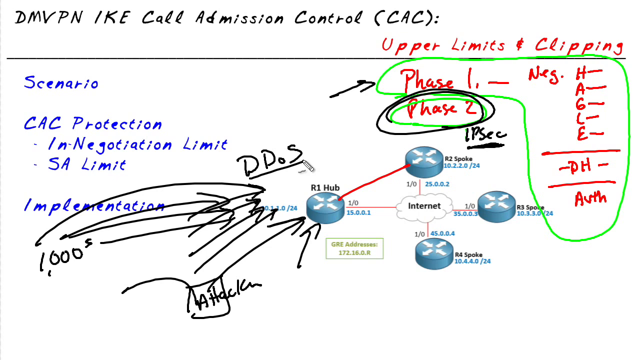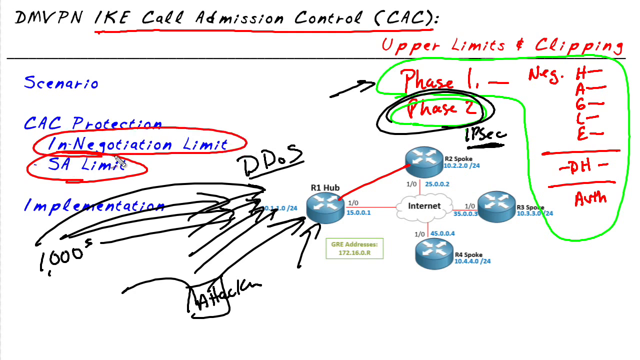Well, one method of mitigating that type of risk is to, A, turn off IPsec altogether on the device. However, if we need IPsec, that's not really a workable solution. Or secondly, we could use a feature called IKE Call Admission Control to place limits on our IKE Phase 1 tunnels. The two major options that we have are, we can limit the maximum number of IKE Phase 1 tunnels that we can have set up. And the second option is we can specify an upper limit of how many IKE Phase 1 tunnels we're willing to negotiate at any given time.